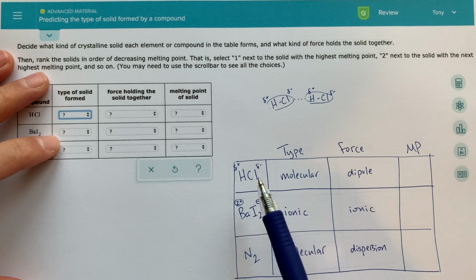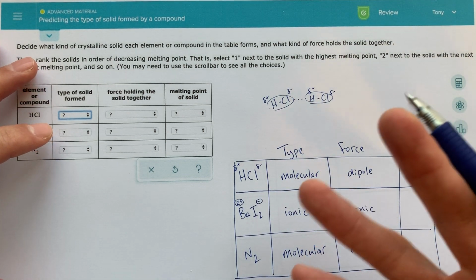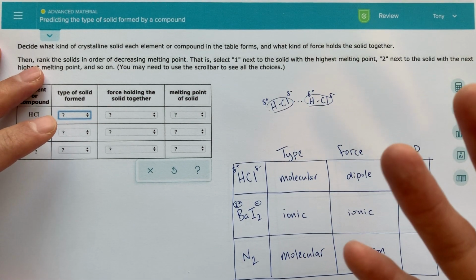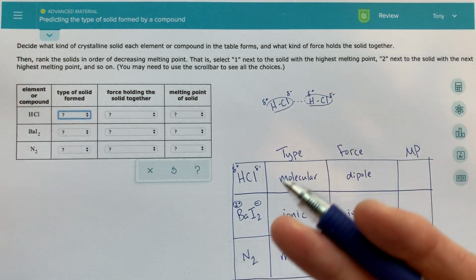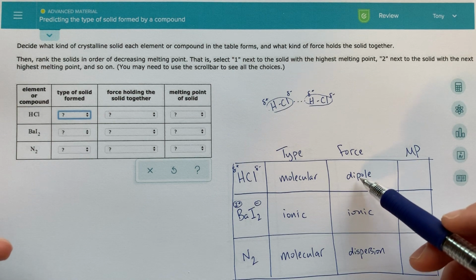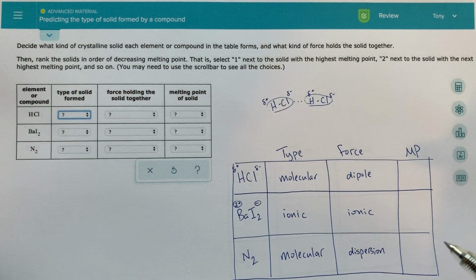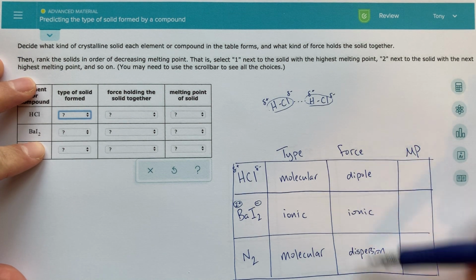And then if it's polar and it has hydrogen bonding capabilities, if it has the potential for hydrogen bonding, then we would choose hydrogen bonding. And hydrogen bonding is really just a special case type of dipole-dipole interaction. And we'll talk about that more later on in this video. Okay, so that's how we would choose the forces.